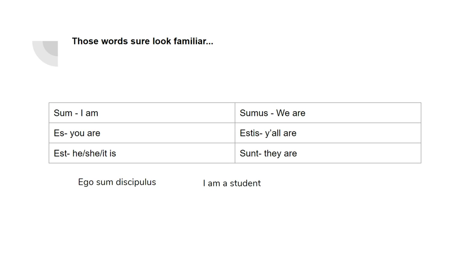I hope you can see that there's a little issue there. If I said that, I would say ego sum discipula, with an A, because I'm feminine. But ego sum discipulus is how a young man such as yourself would say, I am a student. Ego sum, I am. Puella est alta. Est means he, she, or it. Puella is the subject. That means the girl is tall.